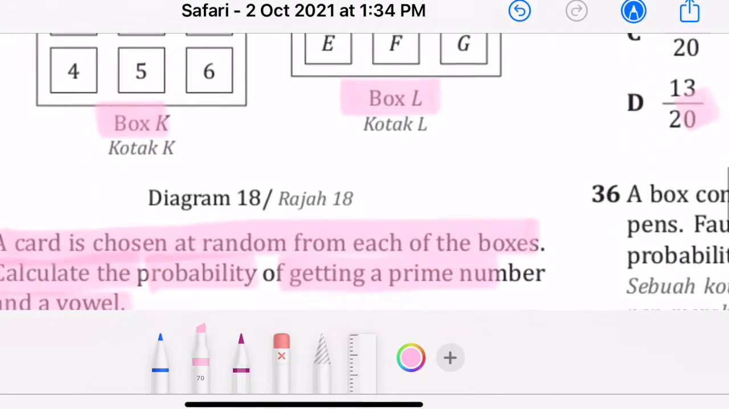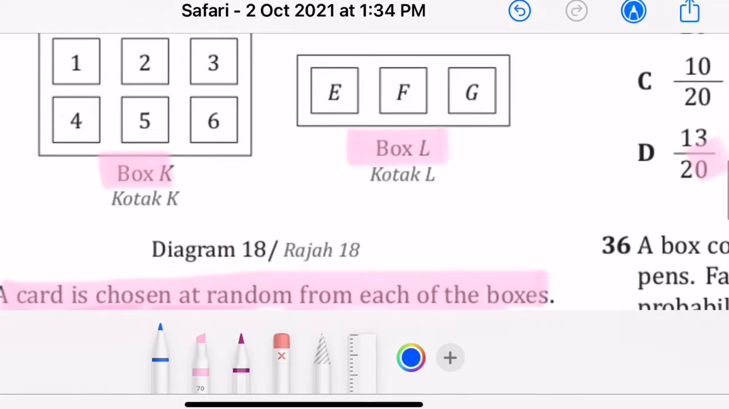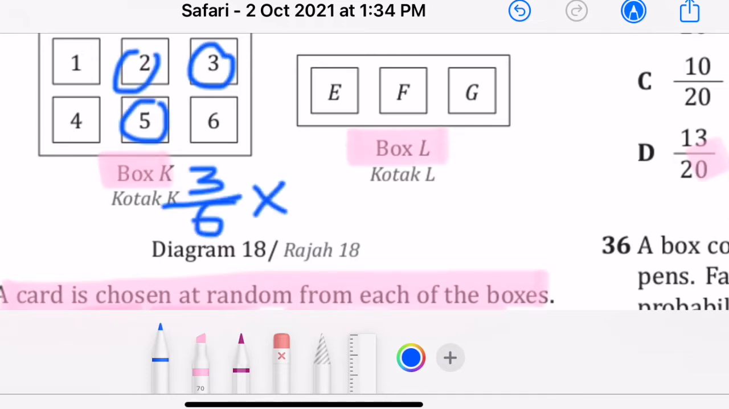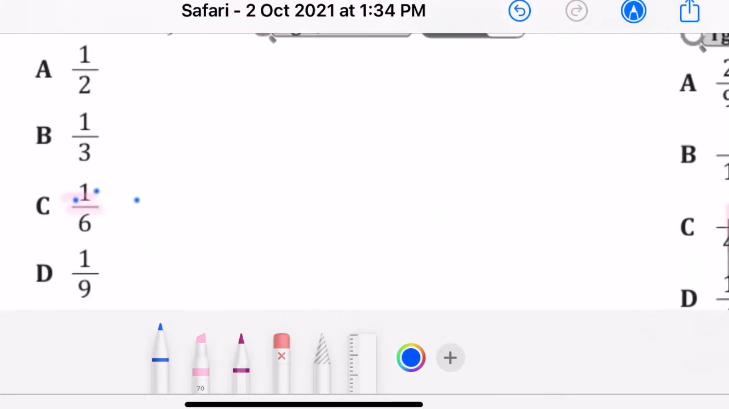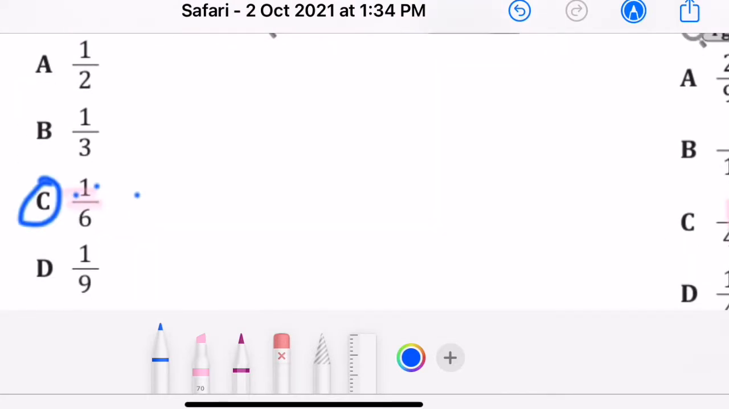Probability of getting a prime number. Let's circle the prime numbers: 2, 5 and 3. So 3 out of 6. And we multiply. And vowel is A, E, I, O, U. So it's 1 out of 3 cards, right? So the answer is 1 over 6. Let's see the answer. Yes, this is the answer, 1 over 6.